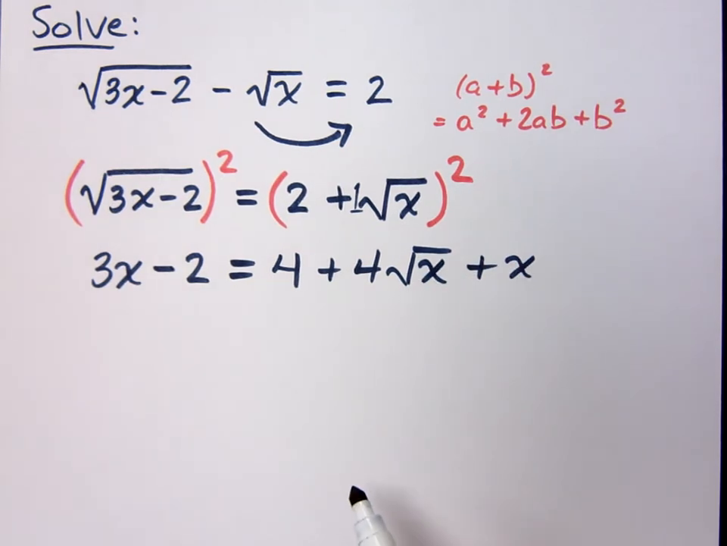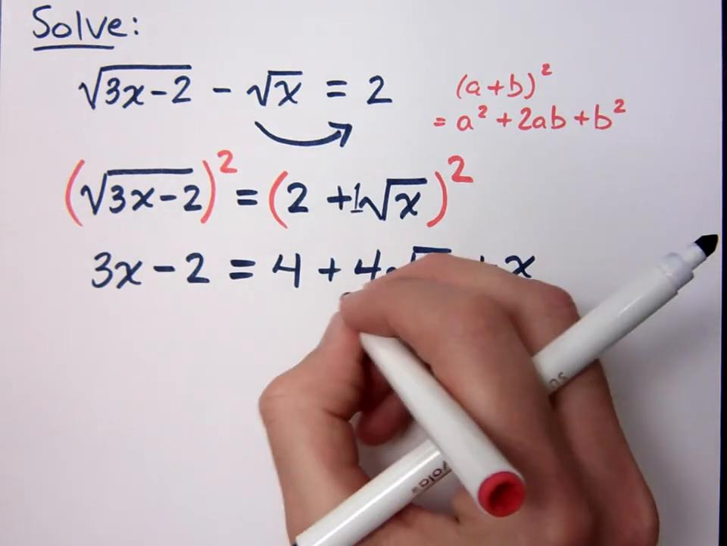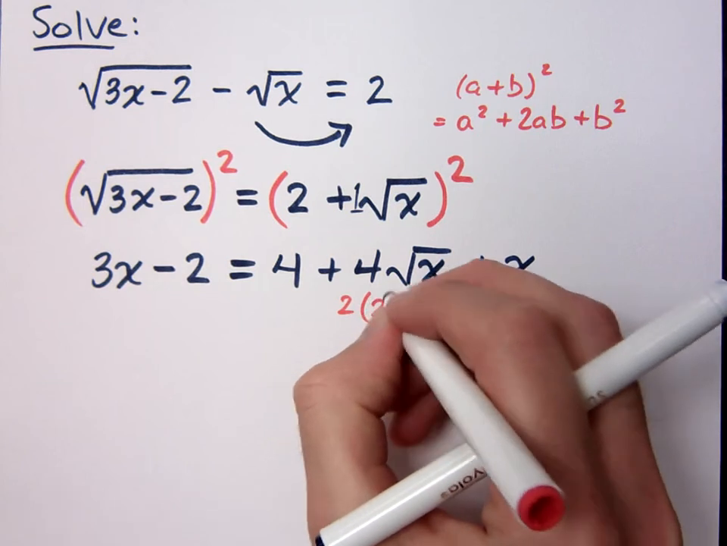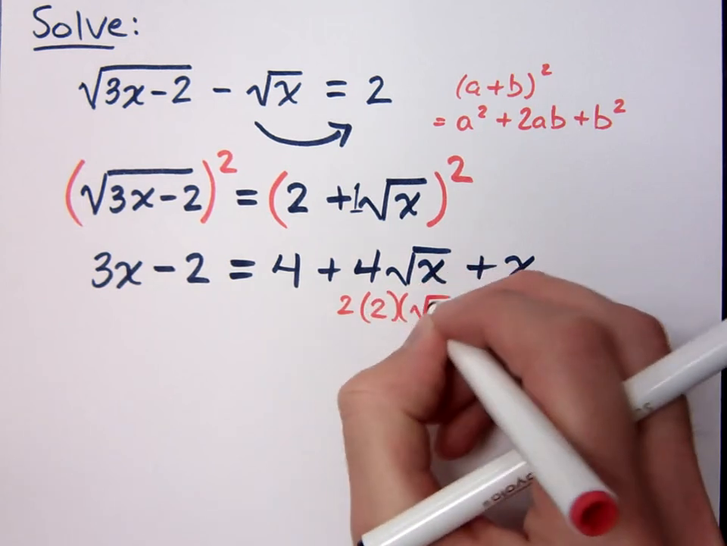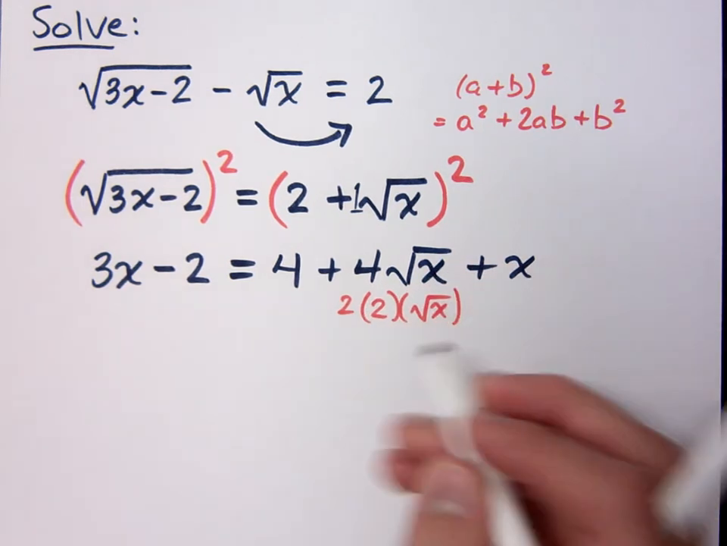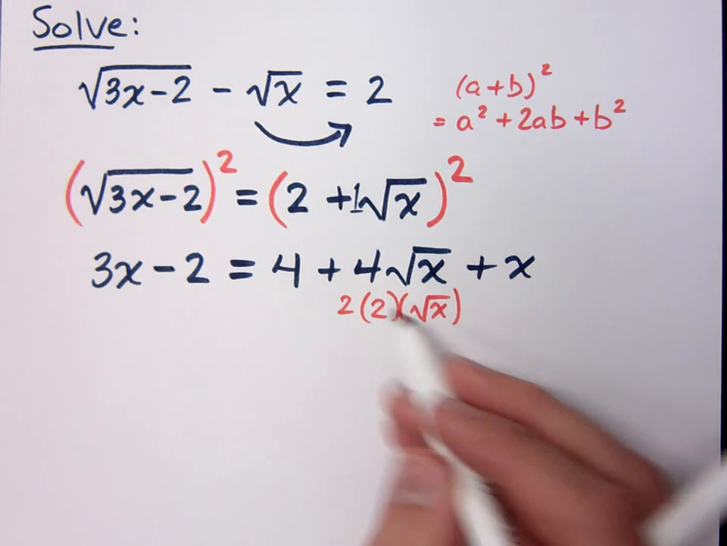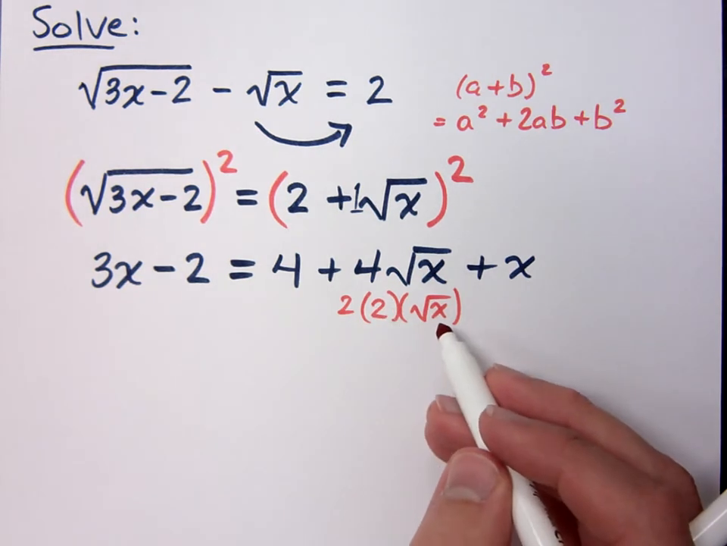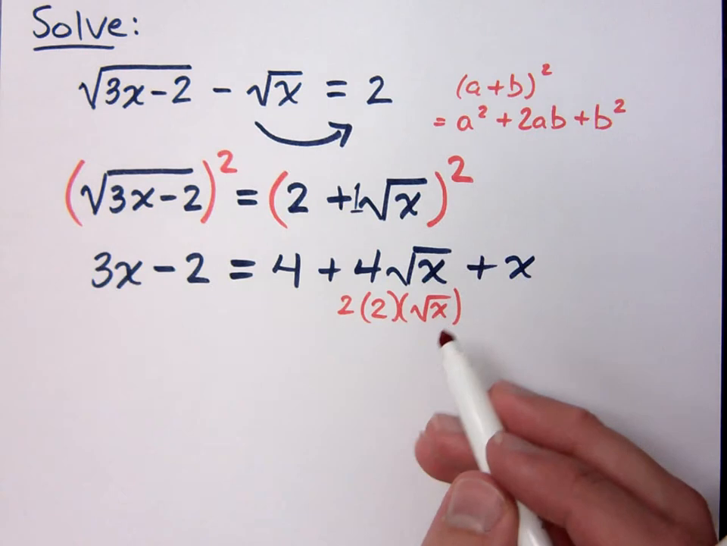So that's 4 square roots of x. Let me show you again. That's 2 times a, which is 2, times b, which is the square root of x. 2 times 2 is 4, times the square root of x is 4 square roots of x.